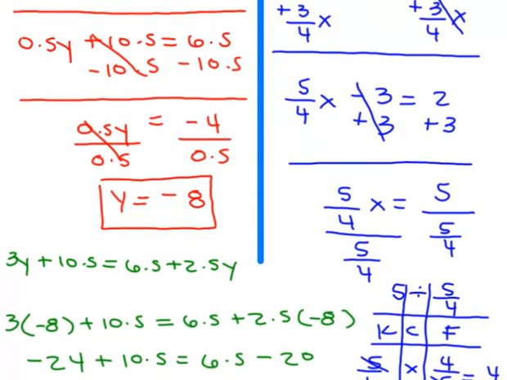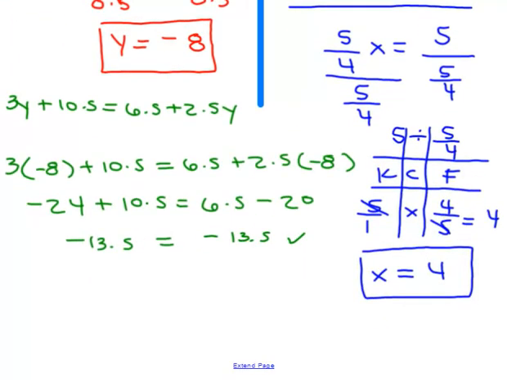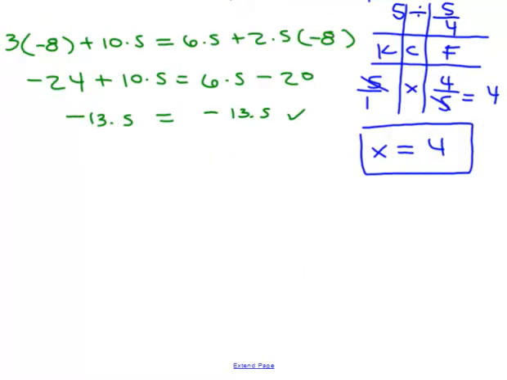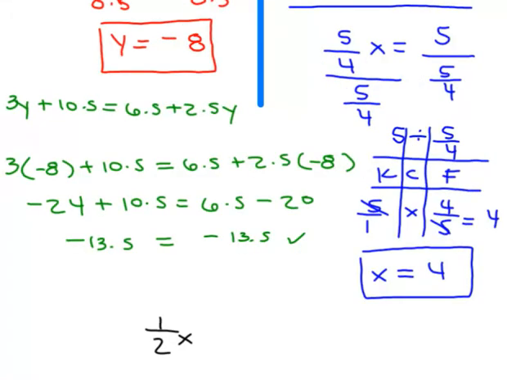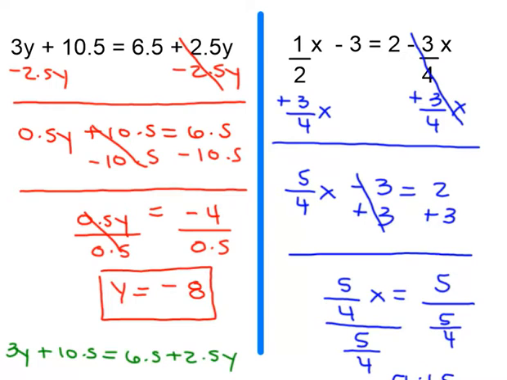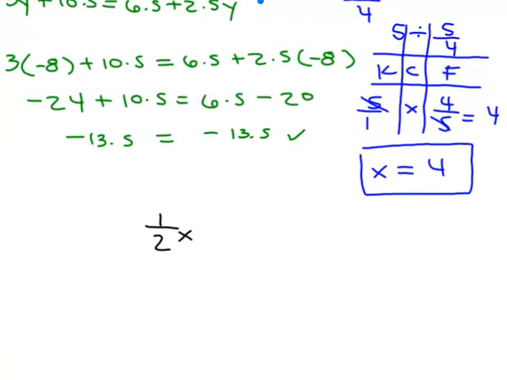But let's go ahead and check our work. So we had 1/2 x minus 3 equals 2 minus 3/4 x. So everywhere there's an x, I'm going to put in a 4.